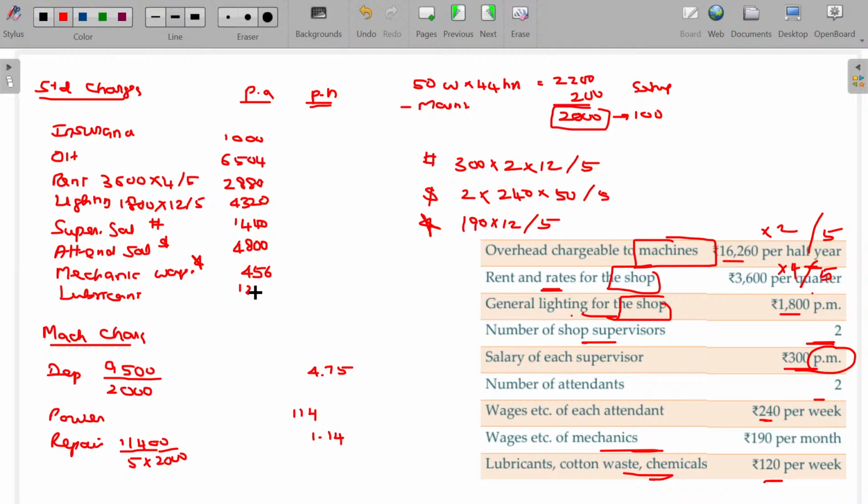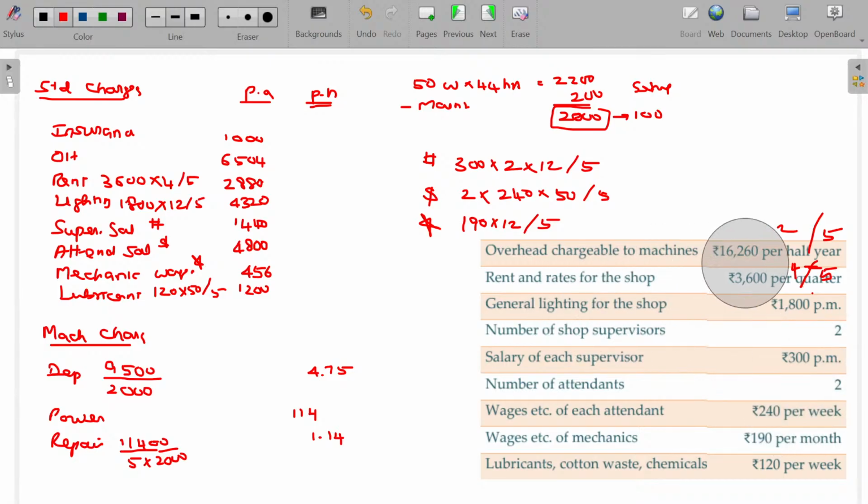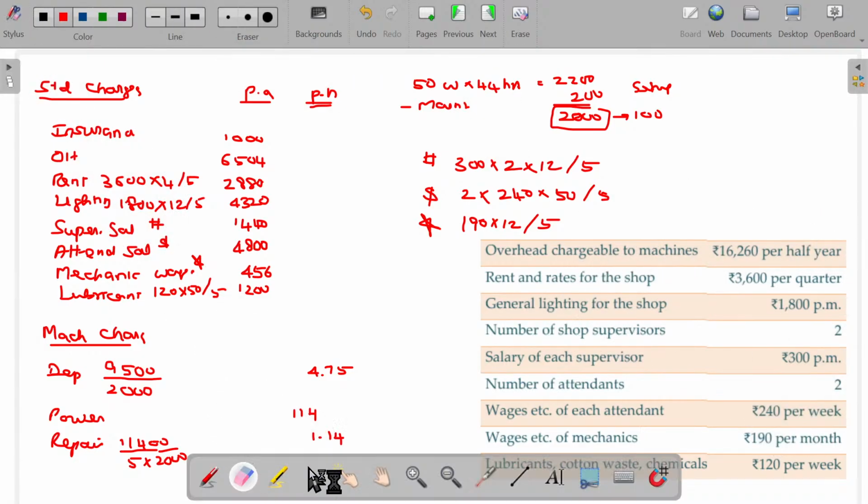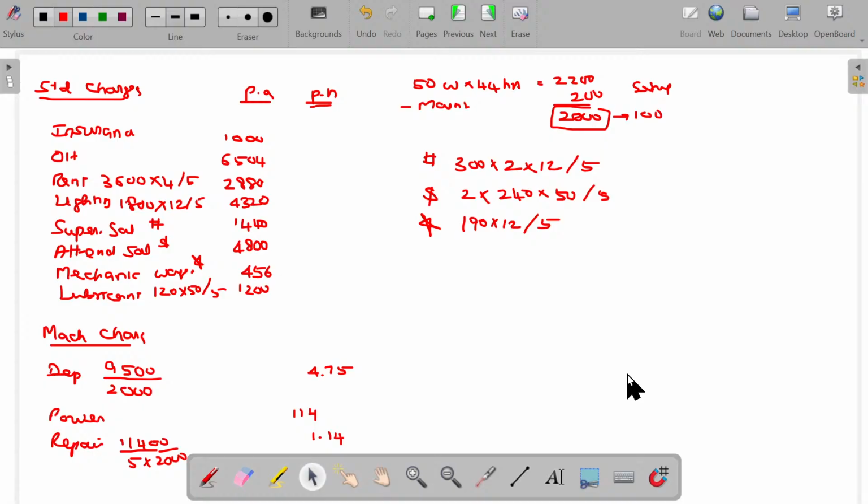1,200. 120 into 50 divided by 5. Okay, 1,200. Weekly. So in this illustration, information is given sometimes per week, sometimes per month, sometimes it may be half year, quarter. So you have to be doubly cautious there. The rest will be in the normal illustrations.